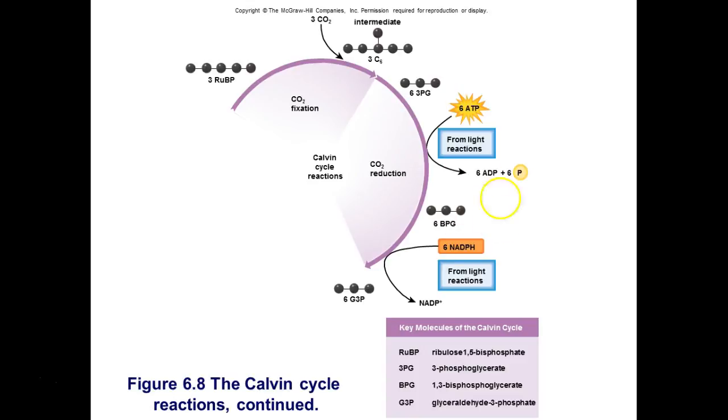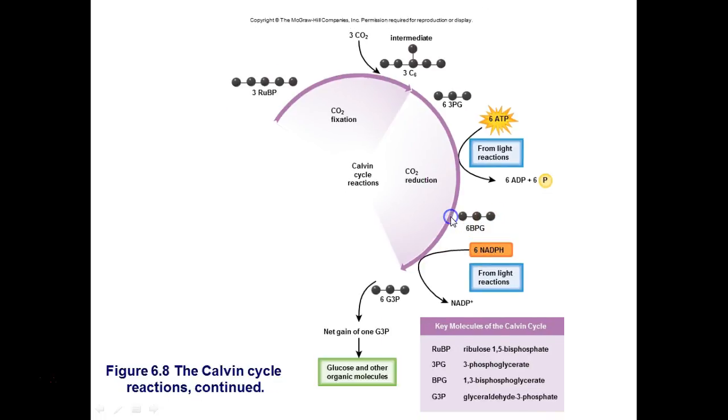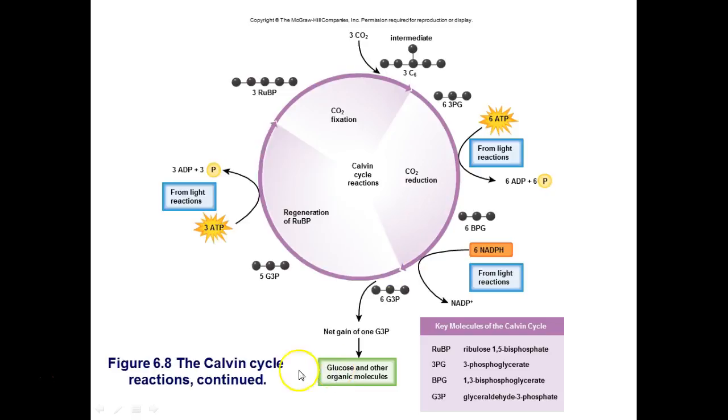Now we've got the NADPH coming in from the light reactions. The light reactions are going to provide the hydrogen in order to reduce this molecule. Okay. What will be made now are 6 molecules of glyceraldehyde 3-phosphate, and one of those 6 is going to leave to go on to make glucose. 5 of them are now going to return to regenerate ribulose bisphosphate.